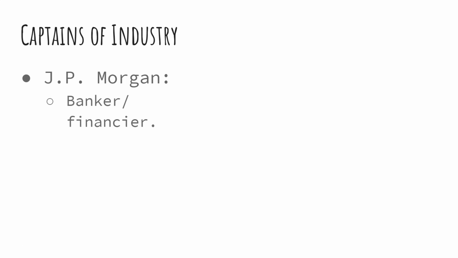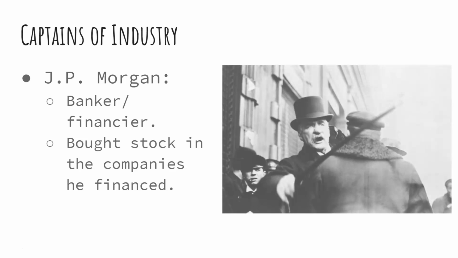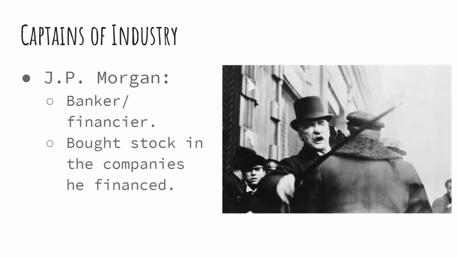Okay, the last person I want to look at is J.P. Morgan. J.P. Morgan was a banker and a financier, and he would buy stock in the companies that he financed. He would give out loans and help companies get started, but in return, that company had to place him or one of his friends on the board of directors. This gave him quite a bit of influence in all these different big companies that he helped to start. And this gave him a lot of power.